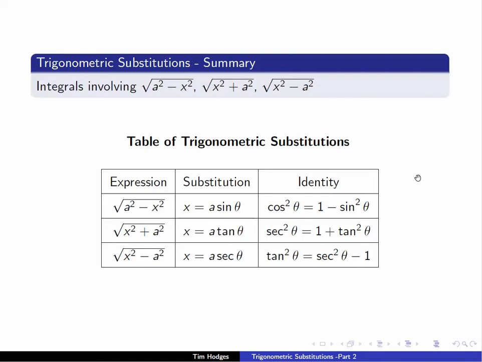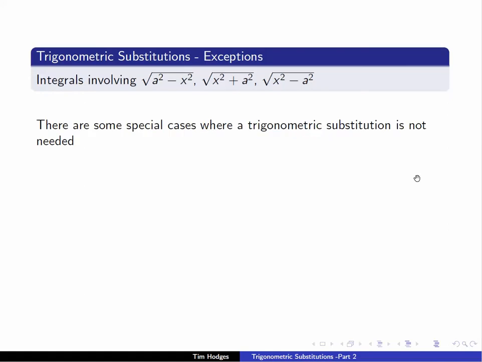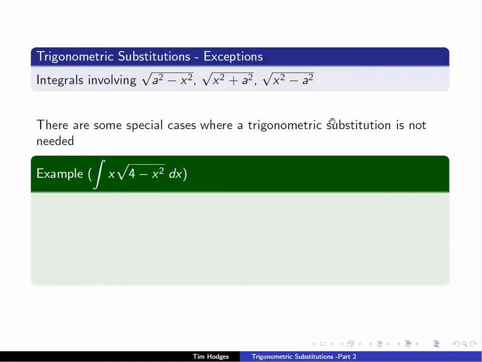Unfortunately, there are a few exceptions to this. Not that the technique won't work, but there are some situations where you certainly wouldn't want to use a trigonometric substitution because there's a much more obvious direct substitution. So let's have a look at an example of this, the square root of x times square root of 4 minus x squared. And hopefully you can see there that the substitution u equals 4 minus x squared solves this problem very quickly.